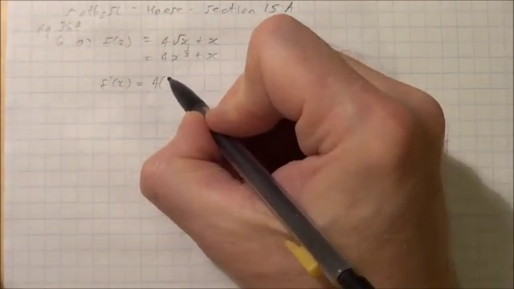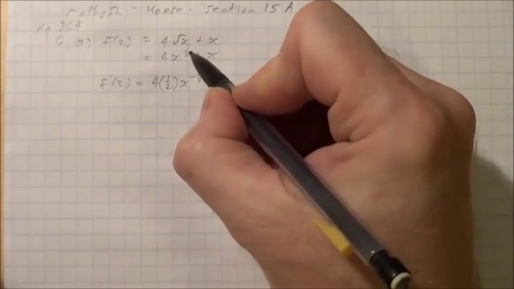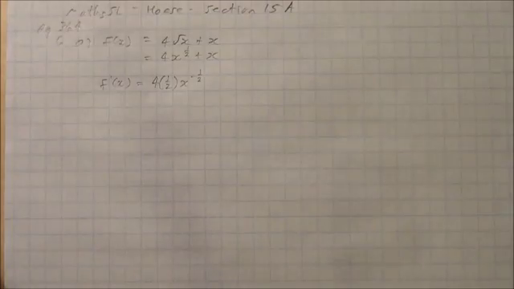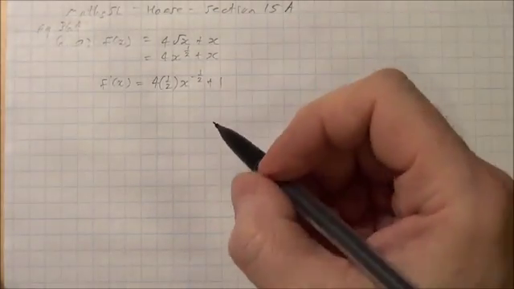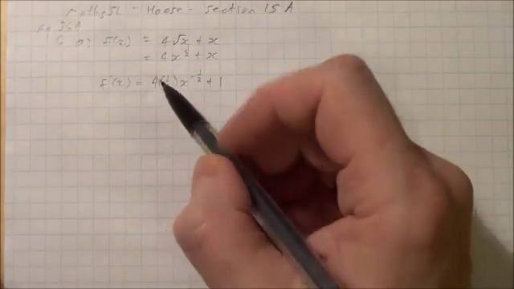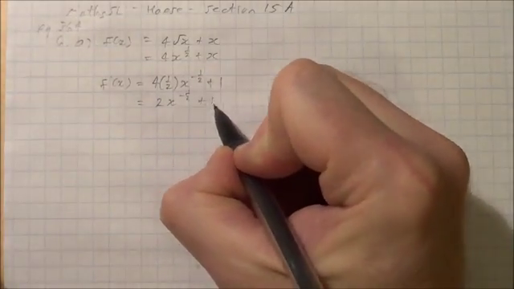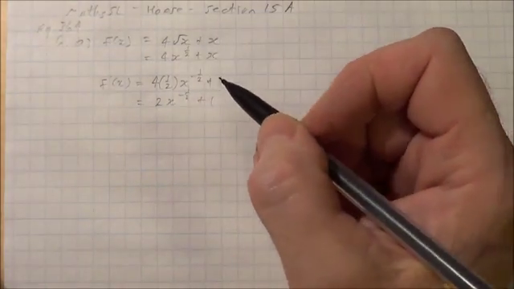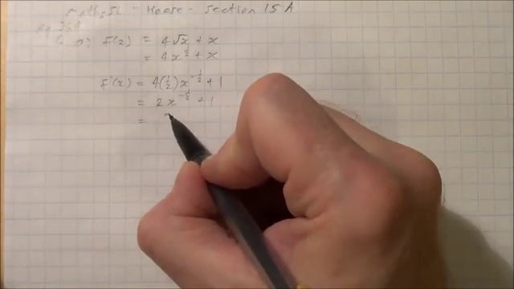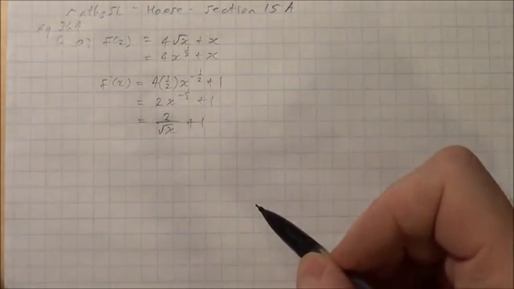So that's 4 times 1/2 x to the negative 1/2, because I'm taking a half and subtracting 1 from that exponent. And then the derivative of x is just 1. And now I'll simplify this a little bit, so I get 2x to the negative 1/2 plus 1. And I'll change this back to the square root form. So I get 2 over root x plus 1.